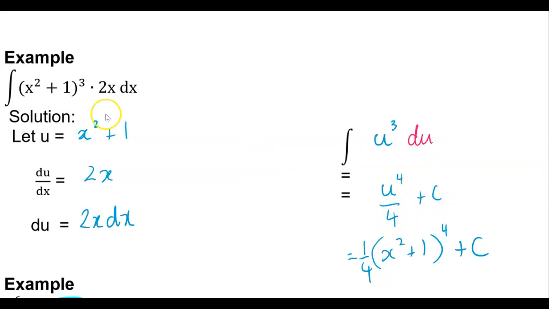But our original question was given to us in terms of x, so we need to give our answer in terms of x. Where there is a u, we're going to pop that x squared plus 1 in. So I have the 4 on the bottom, which I can write as a quarter out the front, times x squared plus 1 to the power of 4, plus c. And that is my answer.